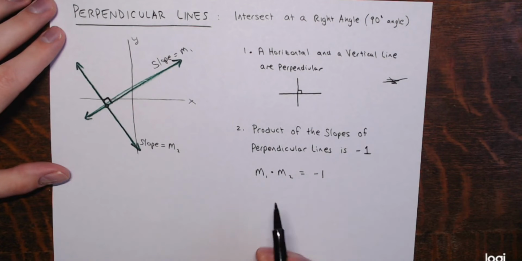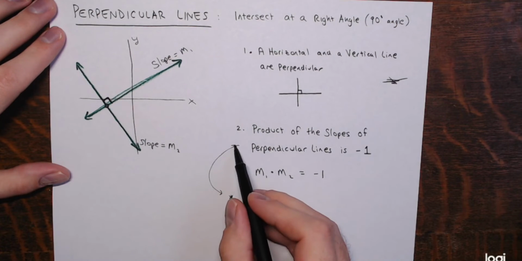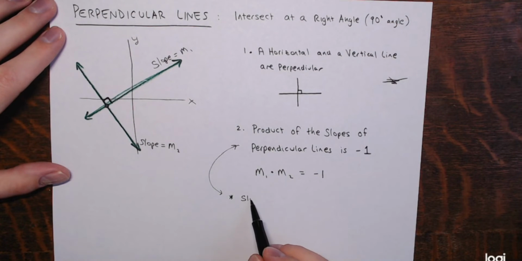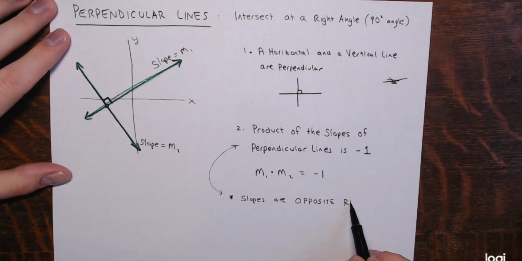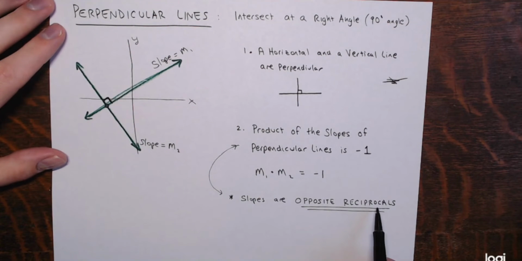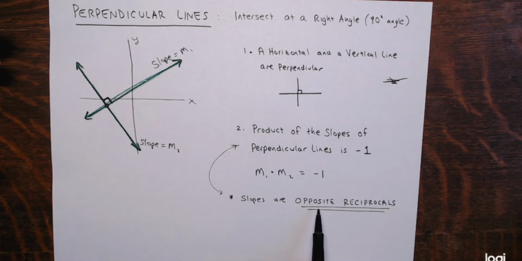Now, some other people might say this, right? This is equivalent to the following. The slopes of perpendicular lines are opposite reciprocals, or negative reciprocals. You may see those words. Right? When you multiply reciprocals, you get 1. 1/2 times 2. Those are reciprocals, and they multiply to be 1. But when you multiply opposite reciprocals, you get -1.